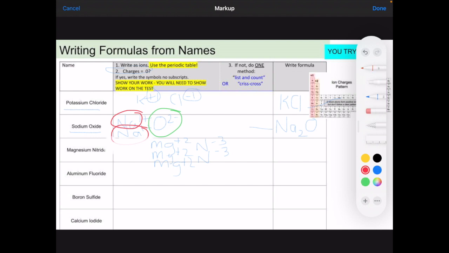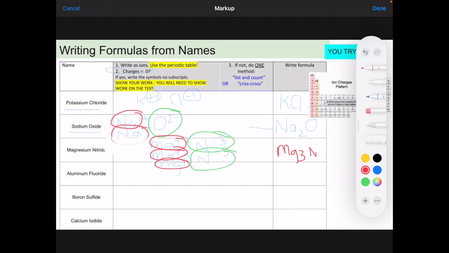I'll use the red again. We have 1, 2, 3 Mgs. So I'm going to put Mg3. And I have 1, 2 Ns. So I'm going to put N2.